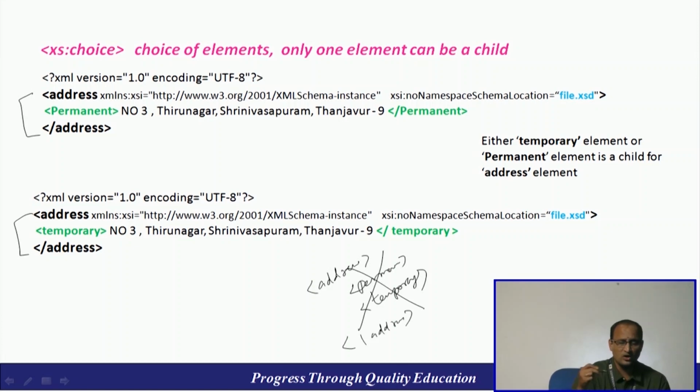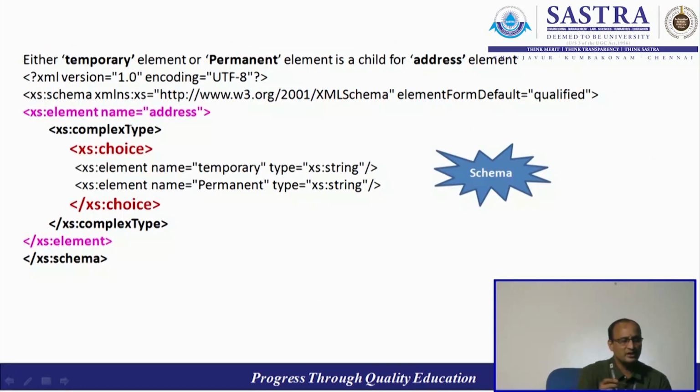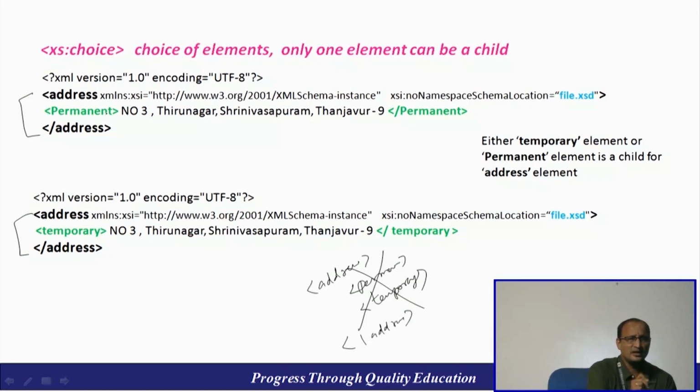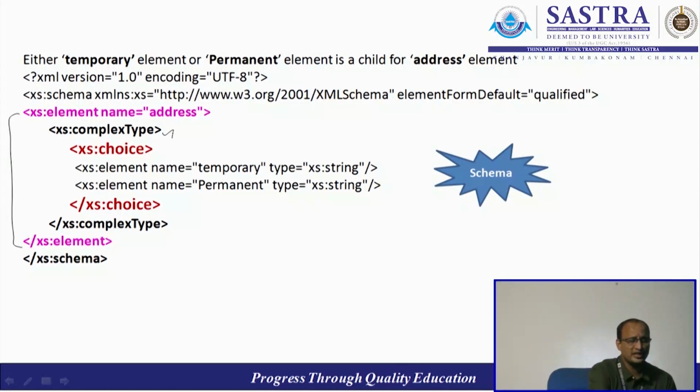So this is wrong. I have given only one element, permanent or temporary, with some address that I can show you here. xs:schema, followed by the element, xs:element name equal to address. Address is defined as complex type. Why? Because the address which is carrying either permanent or temporary, these are the children. So we should go for complex type only. After the complex type, we have only three possibilities: all, choice or sequence.